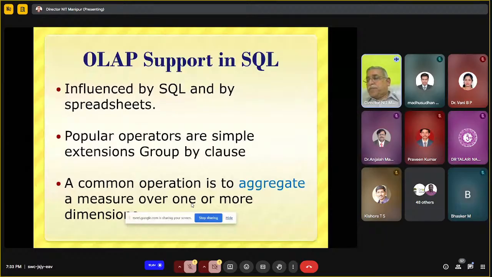So this is what I want to explain here. Popular operators are not only the group by clause, but group by with some extension. The extension is, for example, from the participants data I get professor 22, associate professor 34, and assistant professor say 10.